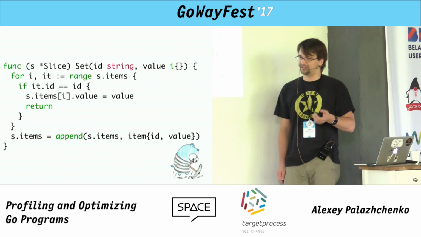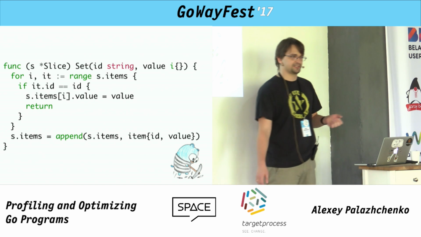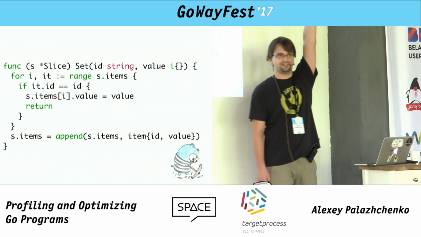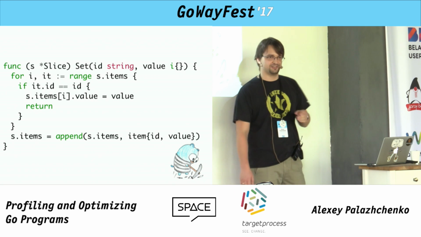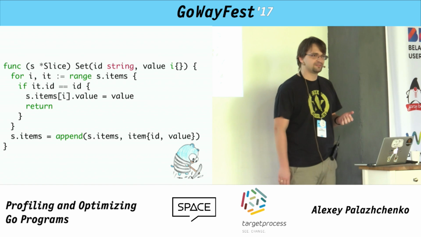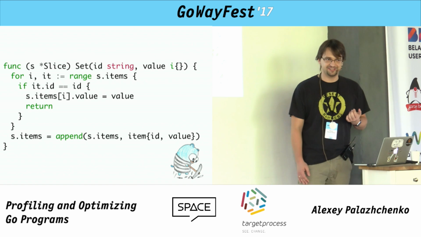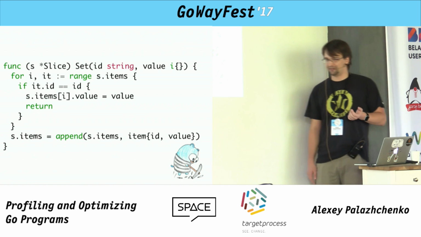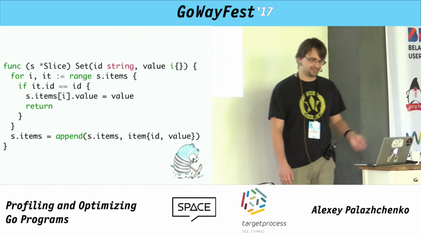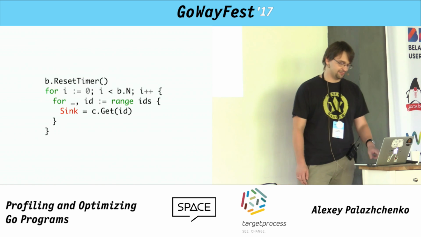So who thinks that a slice here is not a good data structure? Who would use something like a map? One. Okay, quite a lot of people actually think that a map is a good idea here, but why? What makes you think so? I mean, I said nothing about how this cache should be used, right? So maybe a slice is good enough in some cases. So let's test it. We will write a benchmark.